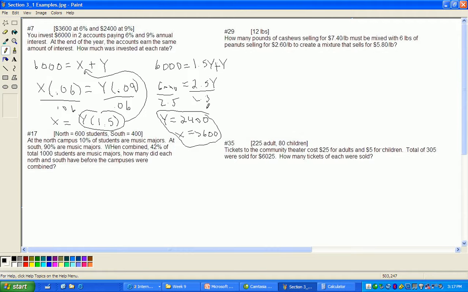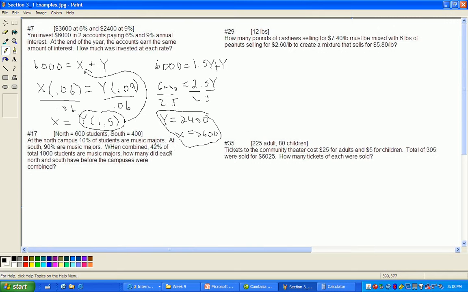Let's look at the second problem. At the North Campus, 10% of students are music majors. At South, 90% are music majors. When combined, 42% of the total 1,000 students are music majors. How many students did each North and South campus have before the campuses were combined?